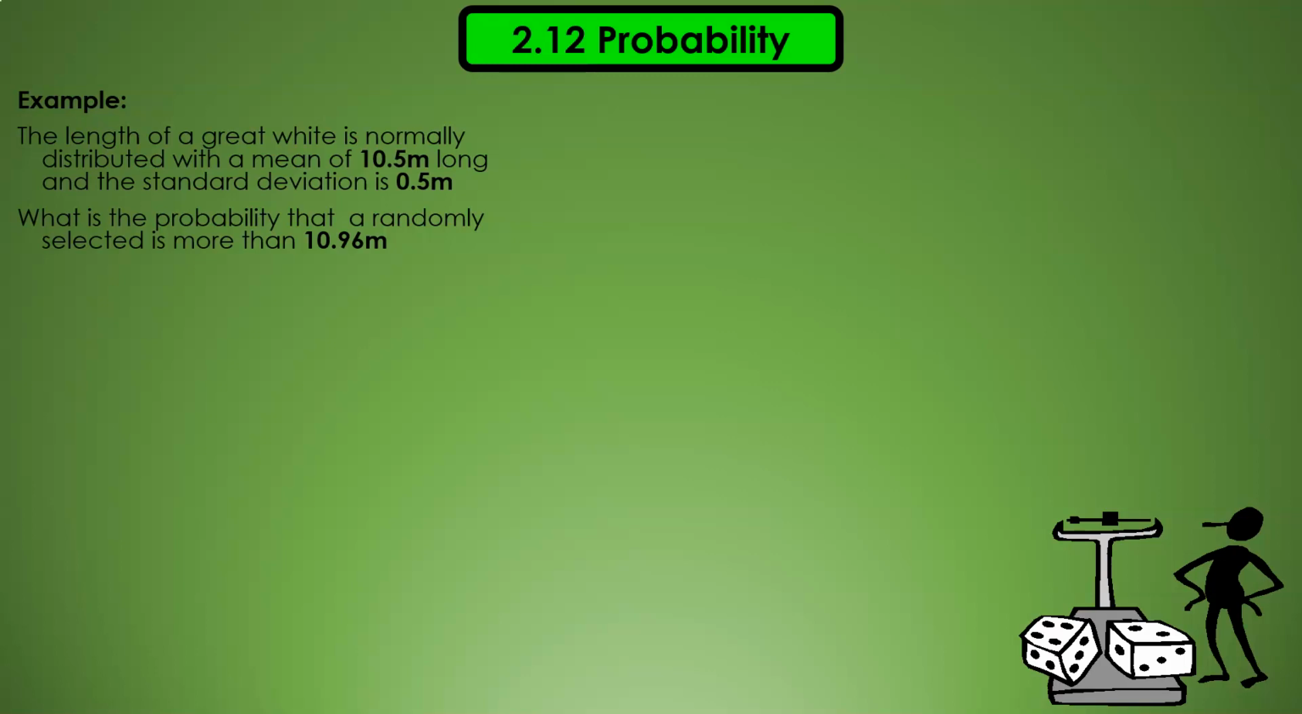I'm going to pause the video, have a go at seeing if you can answer the question. If you want, go back to the previous question, have a look at all the steps, but the steps are exactly the same. I want you to draw the picture. I need you to calculate the Z score. I need you to get it from the table. I need you to then answer the question in context. So pause the video now.